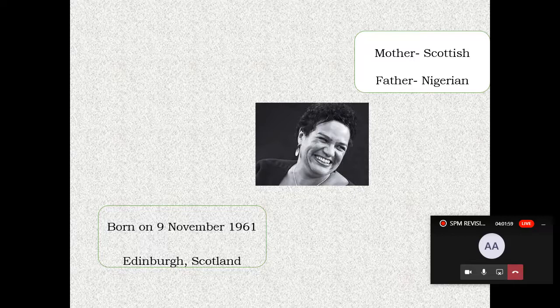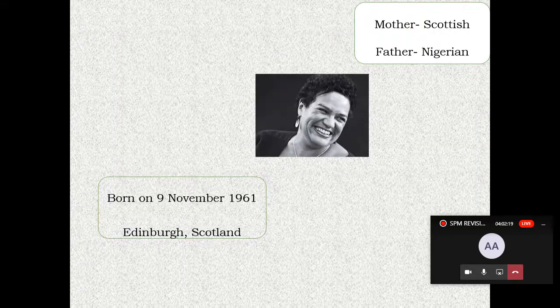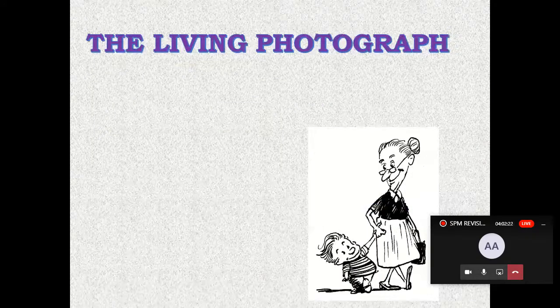Okay, so Jackie K, a bit of bio data for y'all to know: the mother is Scottish, the father is Nigerian. So she is of mixed ethnic race. She was born on 9th November in Edinburgh, Scotland. So the living photograph. When you look at the word living, it feels as if the person is still alive. But as you read it, you realize the person is gone.